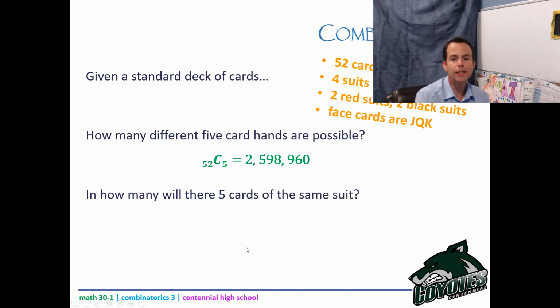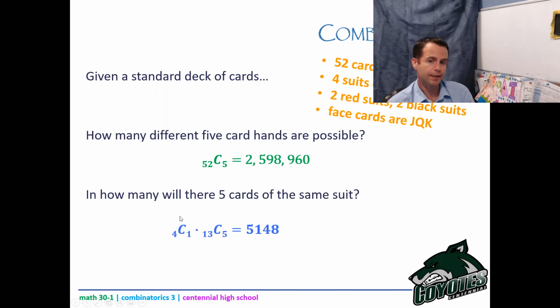Okay, how many will be 5 cards of the same suit? Well, I have 4 suits, so I want to pick one of them. I'd be 4 choose 1. And I have 13 cards in a suit, and I want 5 of them, so that'd be 13 choose 5. So 4 choose 1 gives me one particular suit, and then in the 13 cards that I have, I want to pick 5 of them.